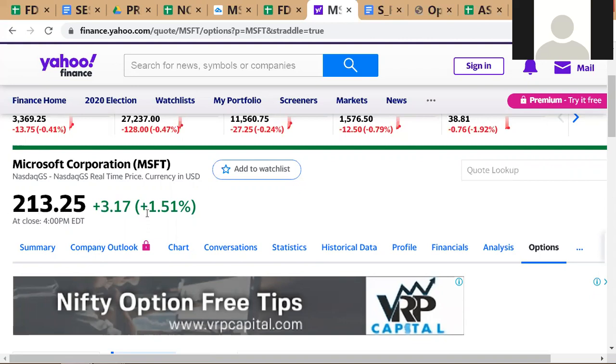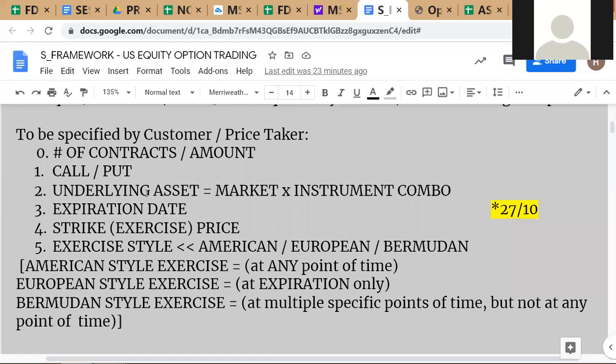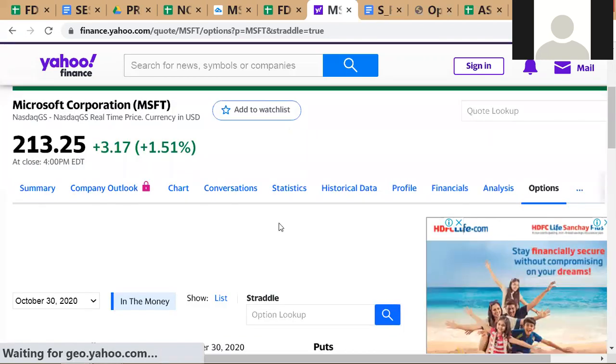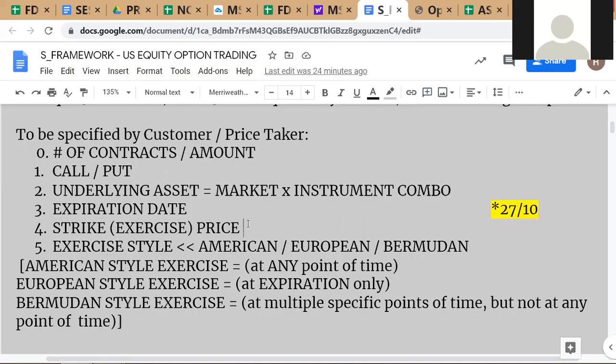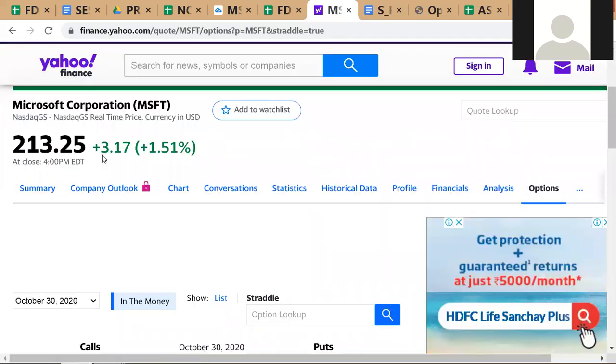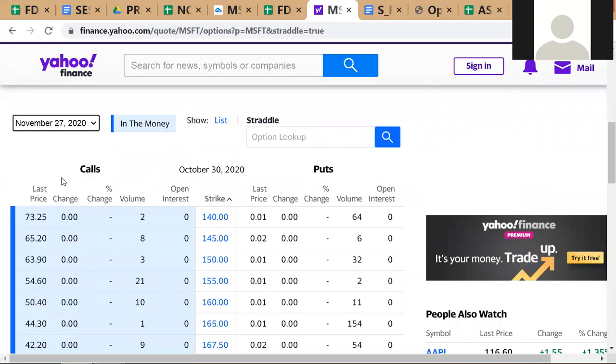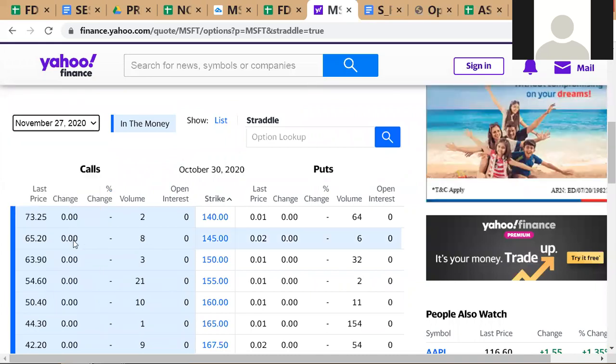Okay, so let's get that clear. Let's go for basics. We'll make sure we understand the basics. So I'm talking about a call on this underlying as market instrument combination. The underlying asset is a market instrument combination, which is spot Microsoft common stock. Okay, spot contracts on Microsoft common stock. That's my underlying. Expiration date I have chosen. Okay, this is October 30th, but I'll choose November 27th because I want to go beyond the election.